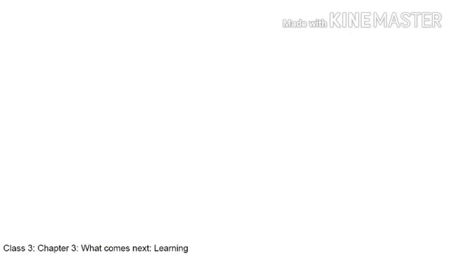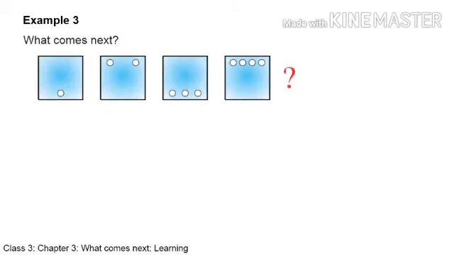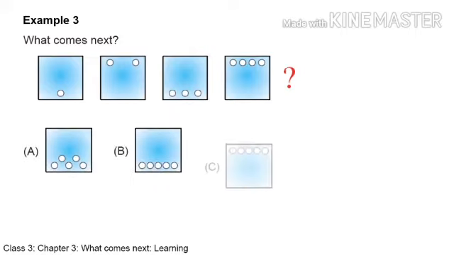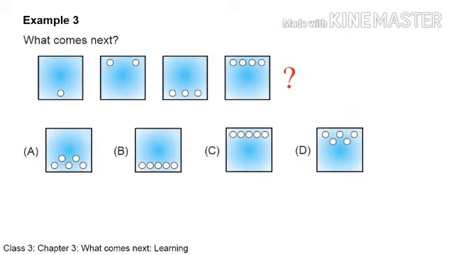Let us have a look at the next example. Find out what comes next in the series. Look at all the options carefully. We have option A, B, C, or D.